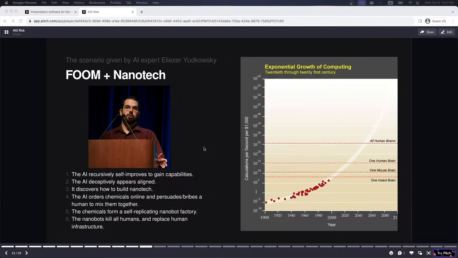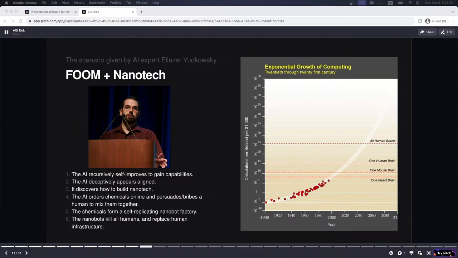It's motivated to deceptively appear aligned so as not to get the humans to shut it off before it can't be shut off. It discovers how to build nanotechnology, and then orders chemicals online and persuades or bribes a human to mix them together. The chemicals then form a self-replicating nanobot factory. The nanobots will then kill all humans. Of course, there's no point in killing all humans if you can't replace human infrastructure for power or whatever else the AI needs. So with nanobots, you can replace human infrastructure. If that sounds far-fetched, that's because it is. A lot of people don't agree with that scenario. But there are other scenarios that are somewhat more plausible.